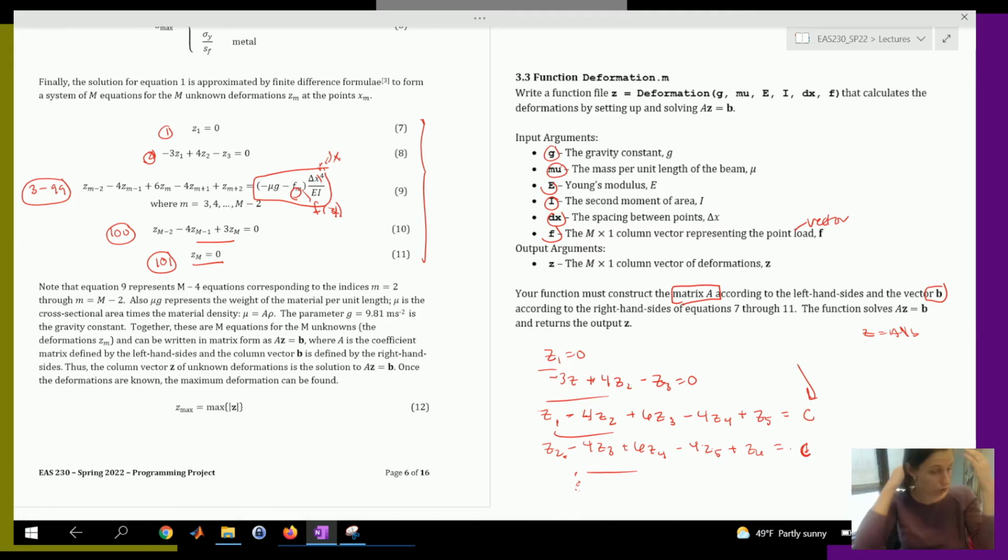Keep in mind, you're going to have to use loops in order to construct A efficiently, and to potentially construct b efficiently, although you might be able to do it without a loop. But go ahead and do that. So you construct A, you construct b, figure out your patterns on how everything changes, and then solve for z. That's all your function's supposed to do.